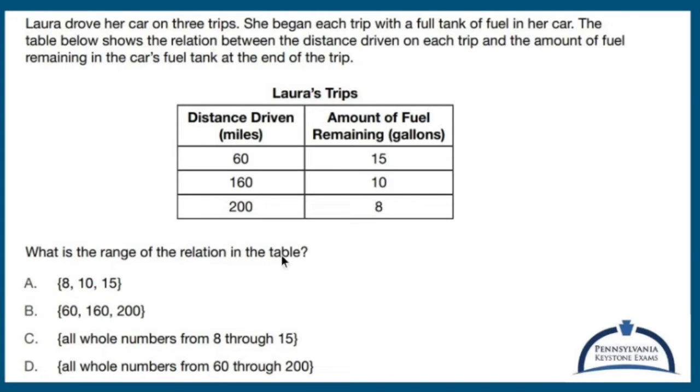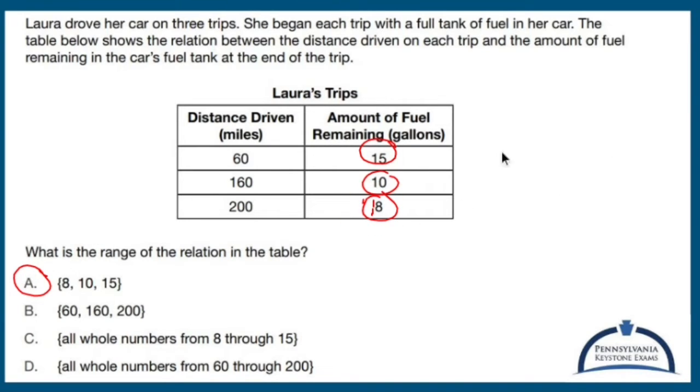I think I said data. I meant to say table. I don't know why I said data. And the table is only giving me 15, 10, and 8. So according to what I have, that's it, 15, 10, and 8. So there you have it. Since it's only talking about the table, that's going to be my answer.